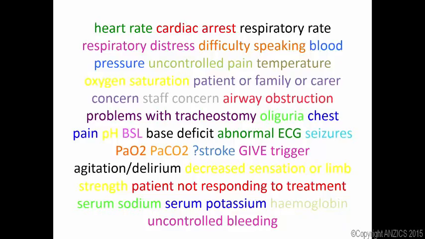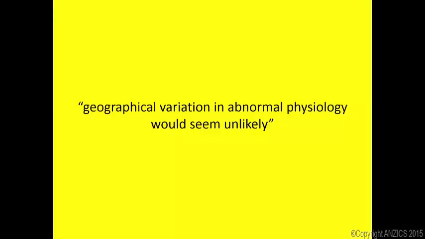Is this a problem, all this variability? Well, it makes it very difficult to compare the performance of systems and hospitals. And I'd like to quote Alex Sarides. I don't know if he's in the audience, but he said this in his paper with Jenny Hill: geographical variation in abnormal physiology would seem unlikely. I think it's nicely understated, and this applies to the whole world, not just Australia and New Zealand.